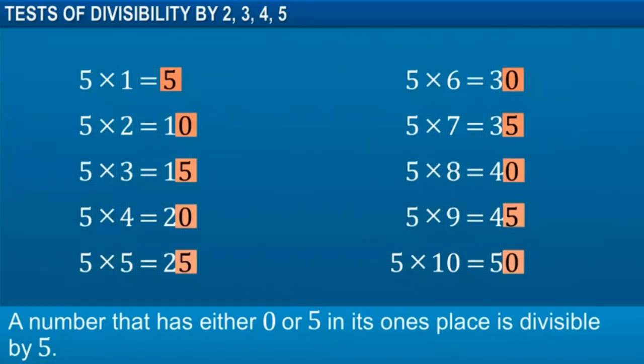In the ones place you need 5 or 0. If you have 5 or 0 in the ones place, then we can say that the number is divisible by 5. You can just write down this sentence: a number that has either 0 or 5 in its ones place is divisible by 5.